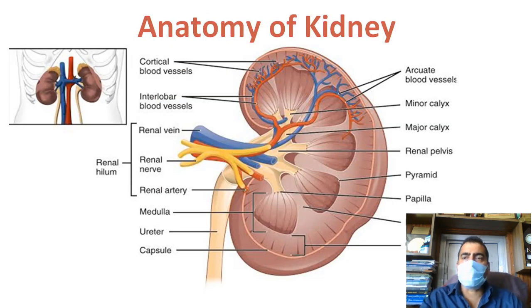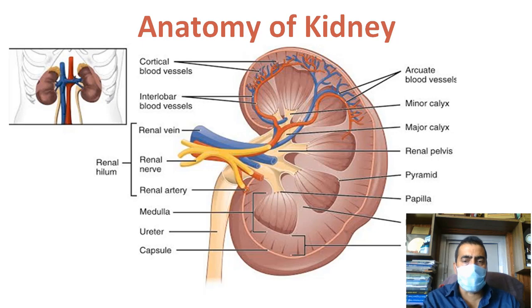You can see there are a number of blood vessels, and it is also divided into minor calyxes and major calyxes. This is the renal pelvis, and then you can see a structure known as the pyramid, then papilla, then renal artery, which is responsible for transportation, then medulla, then ureters. Ureter is basically a tube-like structure which comes out from the hilus portion of the kidney, which carries the urine towards the urinary bladder.